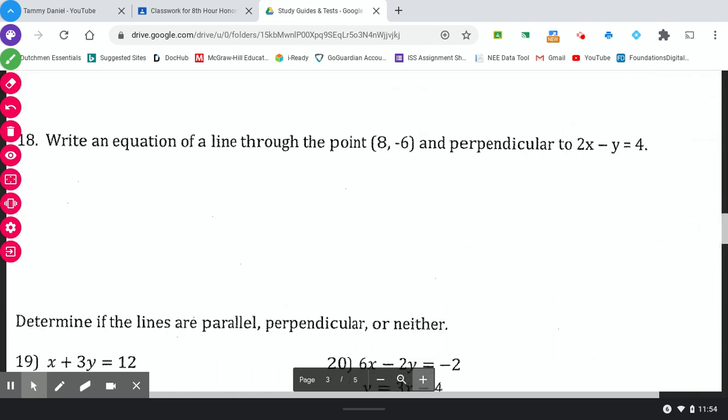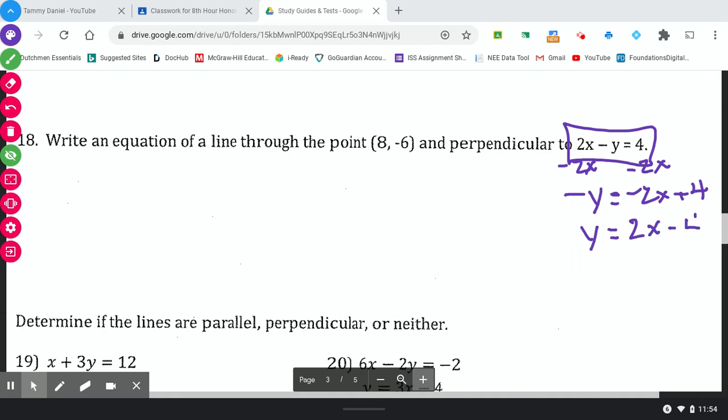Yeah, let's try that. All right, so we're going to have to get this in y equals mx plus b form. So if we subtract 2x from both sides, that leaves us with negative y equals negative 2x plus 4. But let's change the sign of this y, so we change the sign of everything. And that leaves us with y equals 2x minus 4.